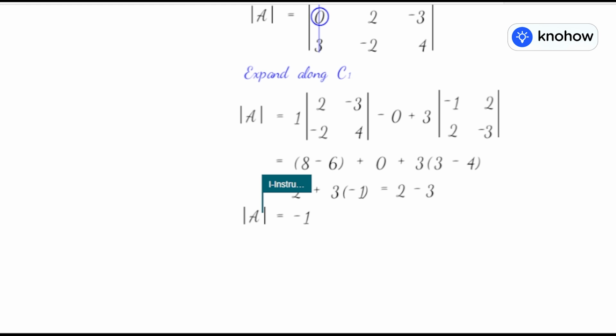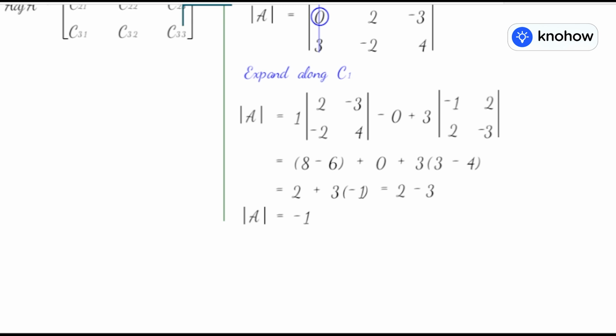And now let us find out adjoint A. Adjoint A is defined as the transpose of a matrix obtained by replacing each element of A by the corresponding cofactors. That is C11, C12, C13, C21, C22, C23, C31, C32, C33. Work out and take the transpose. And to work out, we also impose the signs plus, minus, plus, minus, plus, minus, plus, minus, plus.